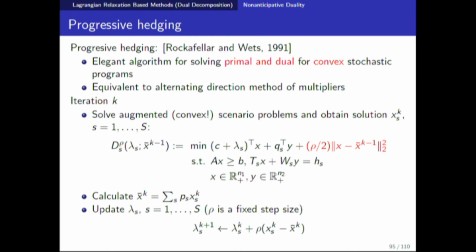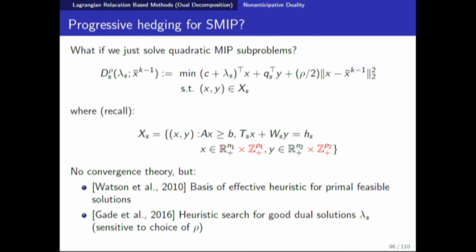It's a very nice algorithm. It converges in practice quite fast. It's more stable with respect to the choice of the step size. But unfortunately, it's for convex stochastic programs. So what about for stochastic mixed integer programs?